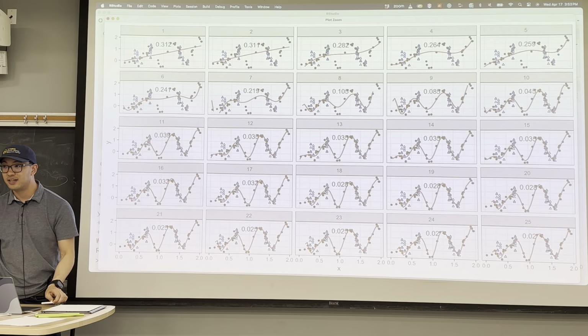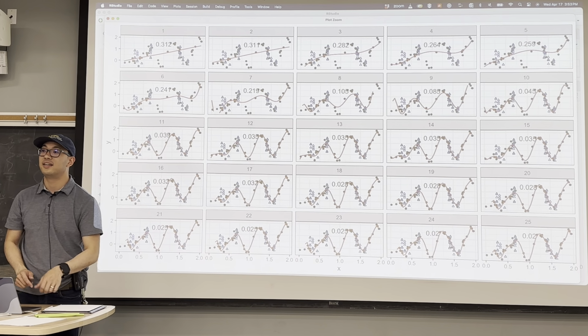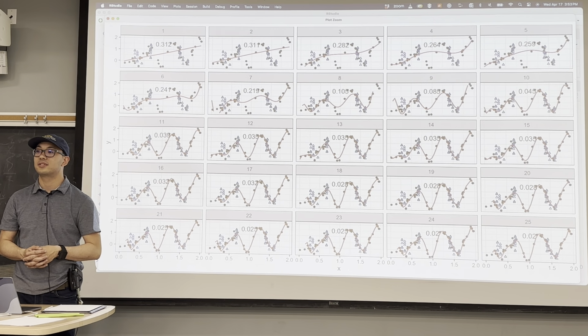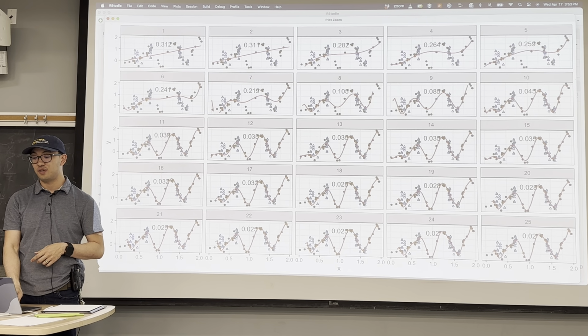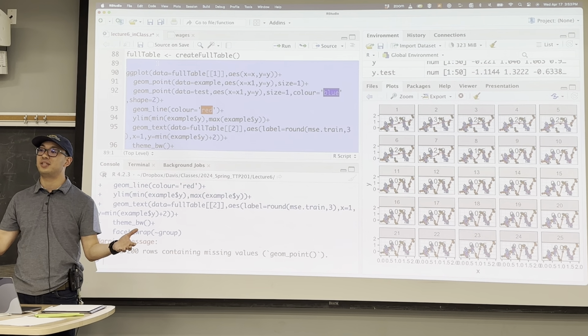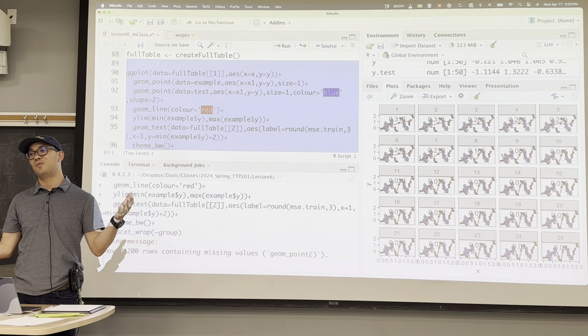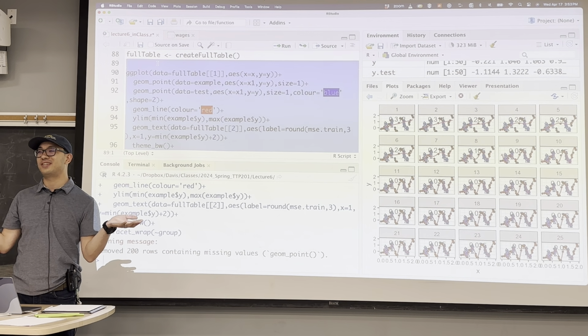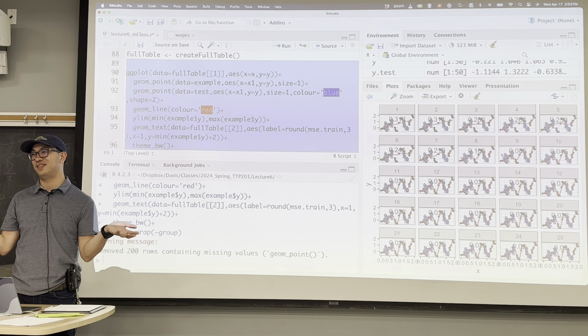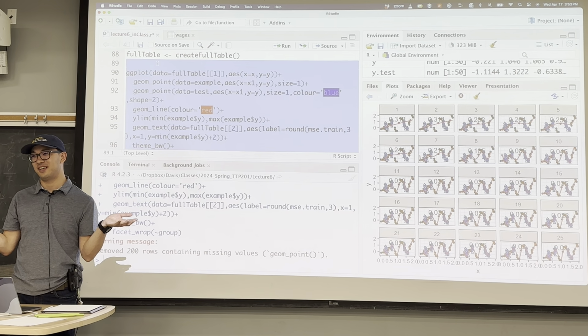Do you do this in the first place because the full data set is too large to train the model on? No. You do this because if you train the model on the full data set, then where's your testing data coming from? You don't have any testing data. Okay.